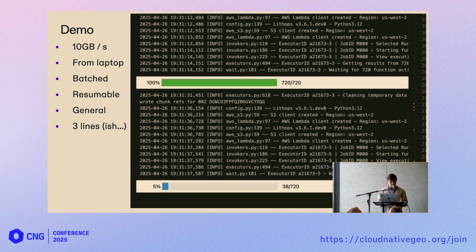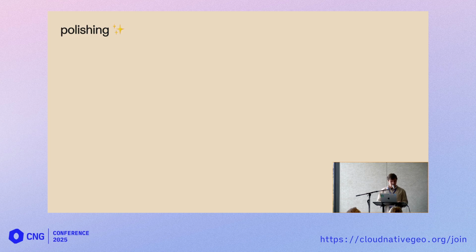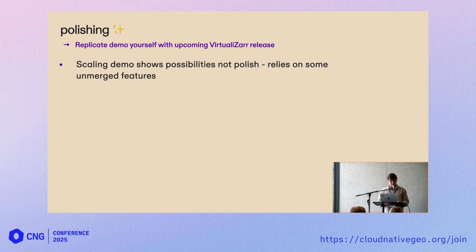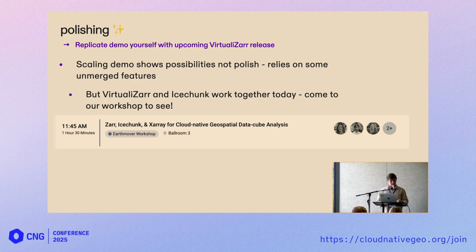And it's roughly 3 lines of code, conceptually. A little bit of polishing needs to be done here. I was hoping to release this before the conference, but you might have to wait a week or two. And the scaling demo shows what is possible here. But VirtualiZarr and IceChunk work together today, and so if you want to learn more about that, you should come to the workshop that we're running, the Earthmover workshop, where we've got a little section on that.